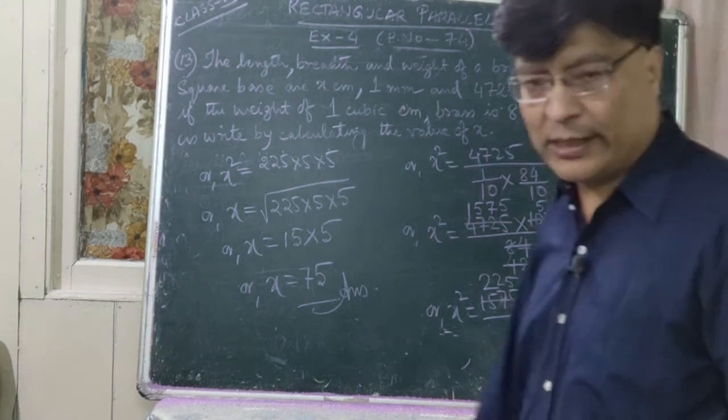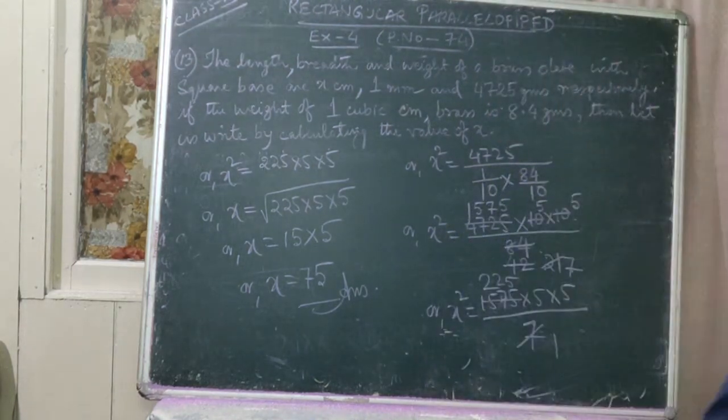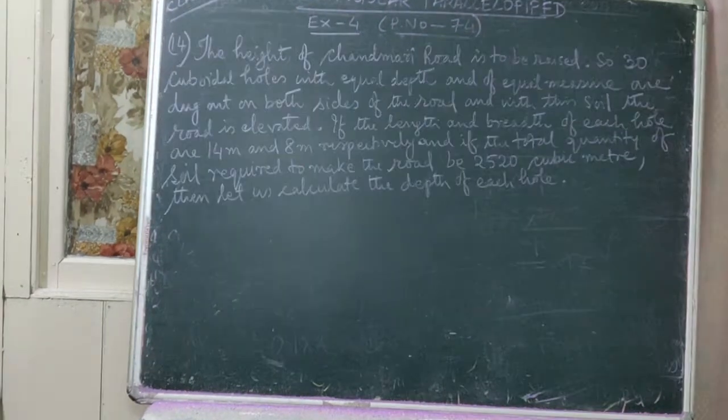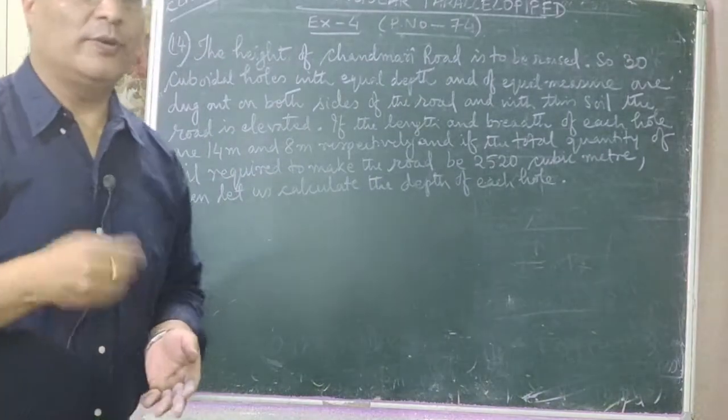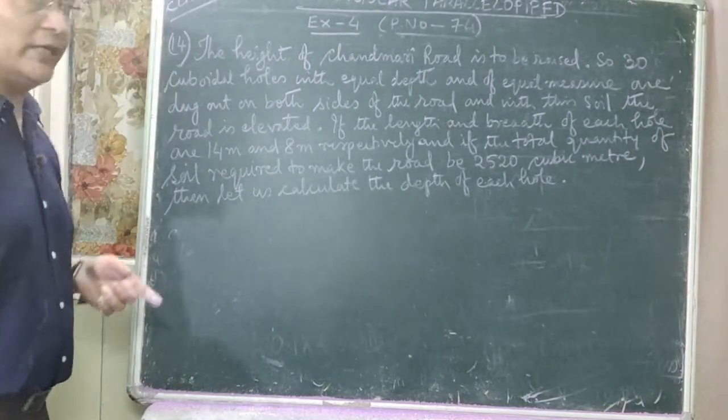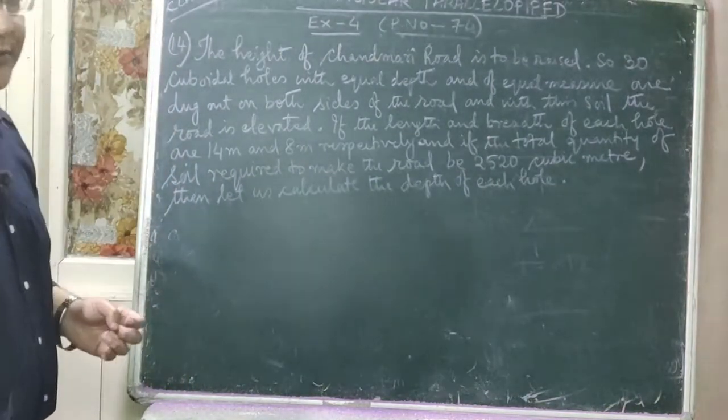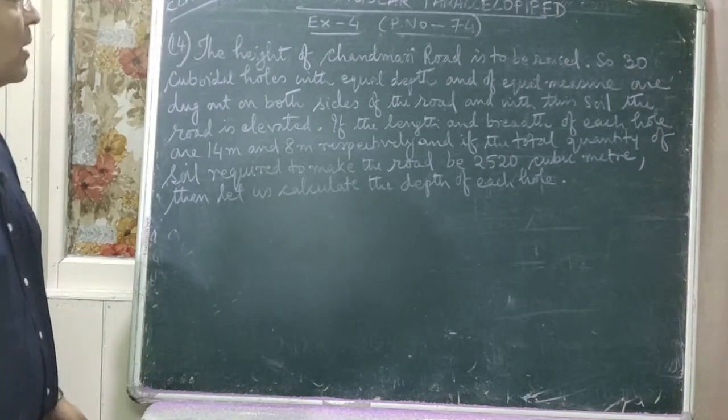So now we'll do the next question. That is question number 14. The question is, the height of Chandmari road is to be raised.